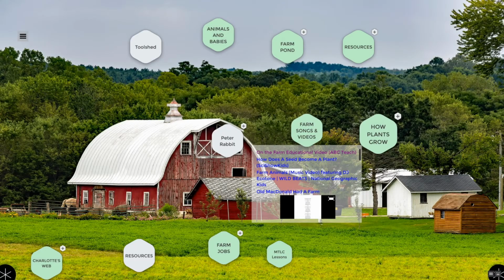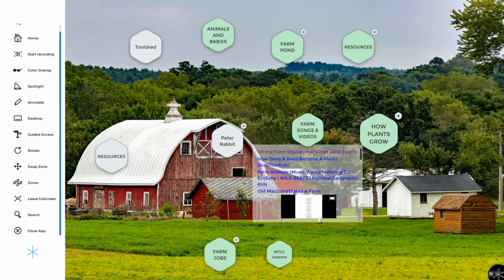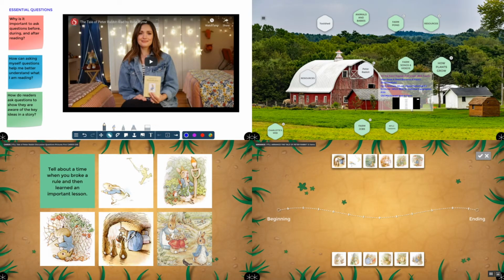This is a Nodes project about farms that includes concept mapping activities about the Tale of Peter Rabbit, other related learning activities, and online videos and resources. Each zone can be quickly opened to full screen mode using a feature in the side menu and return to the original layout.